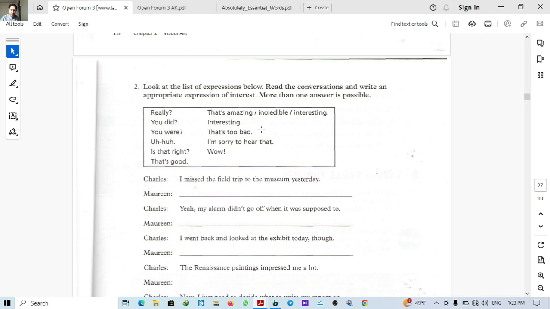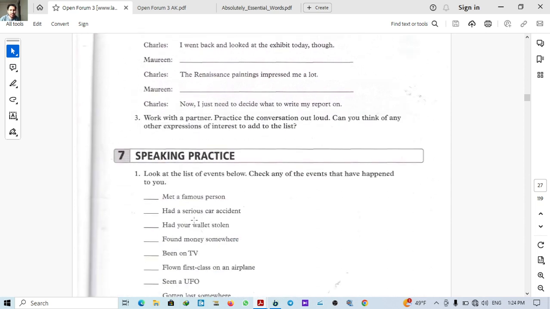For example, really? Oh, you did? You were? Oh, is that right? That's good. That's amazing, incredible, interesting. Oh, again, interesting. That is too bad. I'm sorry to hear that. Wow. So these are all the expressions we are using to show that we are interested in what another person is saying. So you have to employ these expressions appropriately in these blank spaces.